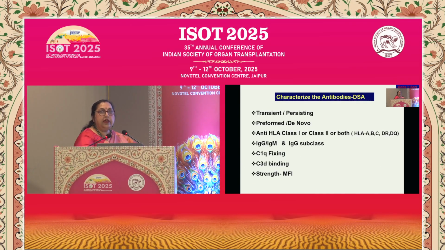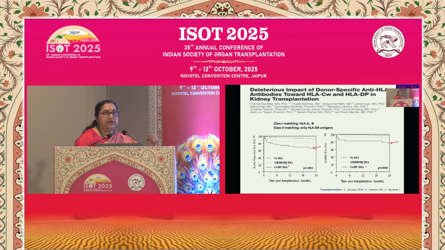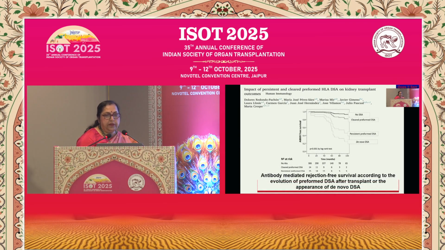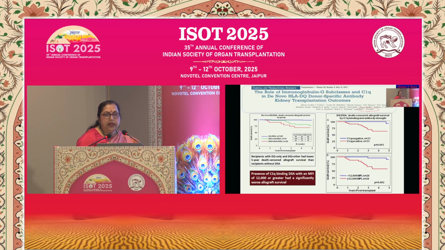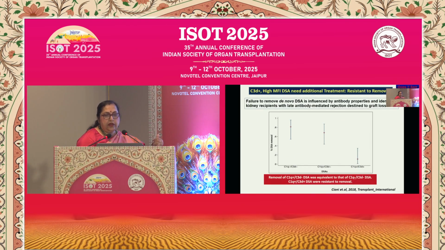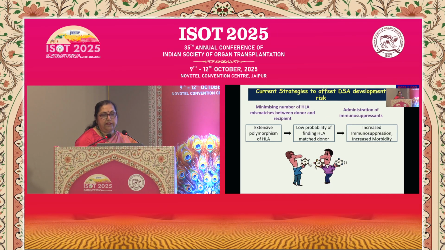So when we do the antibody assessment, we need to check whether the antibodies are transient or persistent, whether they are preformed antibodies, to what locus, whether they are IgG, IgM, or which class of antibody, then C1q fixing, C3d binding, because they do impact the graft, as we see in many publications, the graft survival, and also depending on the preformed antibody. If they clear up, it's good, and also the antibodies that bind to the complement C1q, they don't clear off very easily, so they are harmful for the graft.